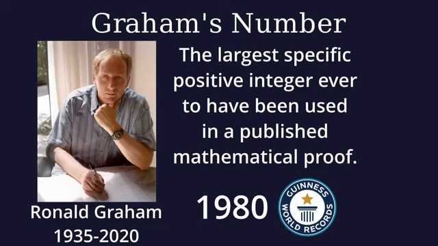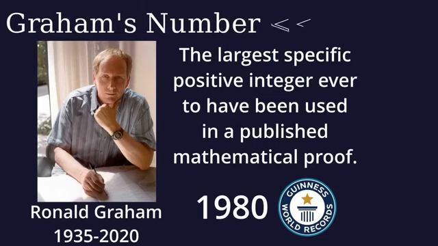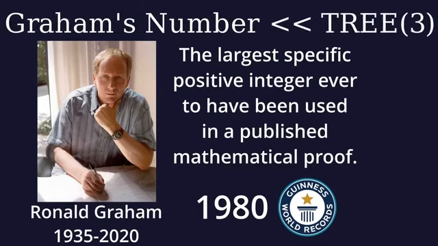Since then, many bigger numbers have appeared in mathematical proofs. For example, Graham's number is extremely small in comparison to TREE of 3. To explain what this number is, we need to play a game of trees. In this game, we try to create a forest using colored seeds.